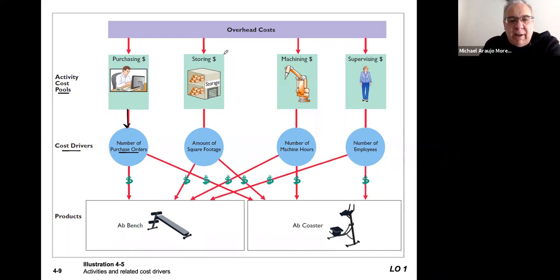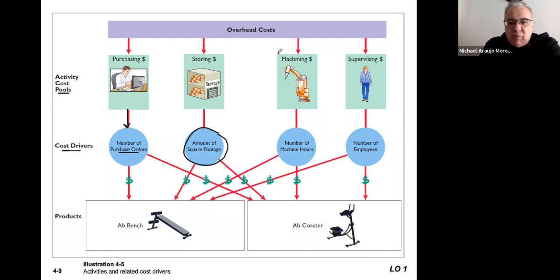Storing a lot of stuff, square footage costs a ton of money. So what type of storage do you need for those raw materials and other things that you need to make to produce something? Well, maybe you don't need as much space for the ab bench parts and raw materials as you do the coaster. And so, you want to allocate it based on that. Right?